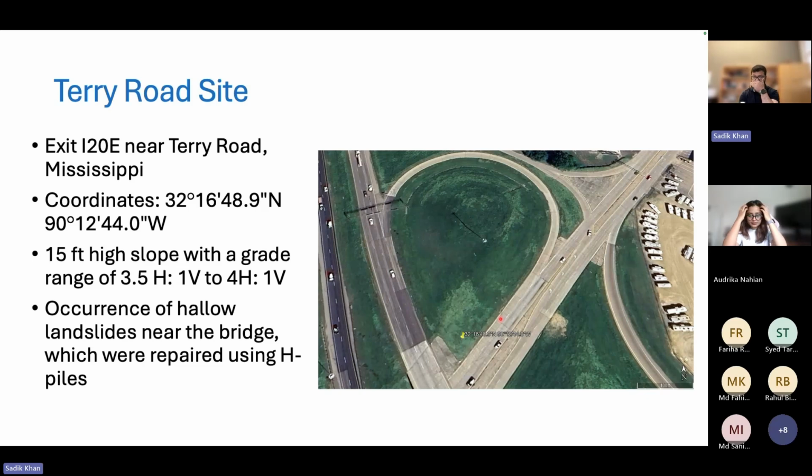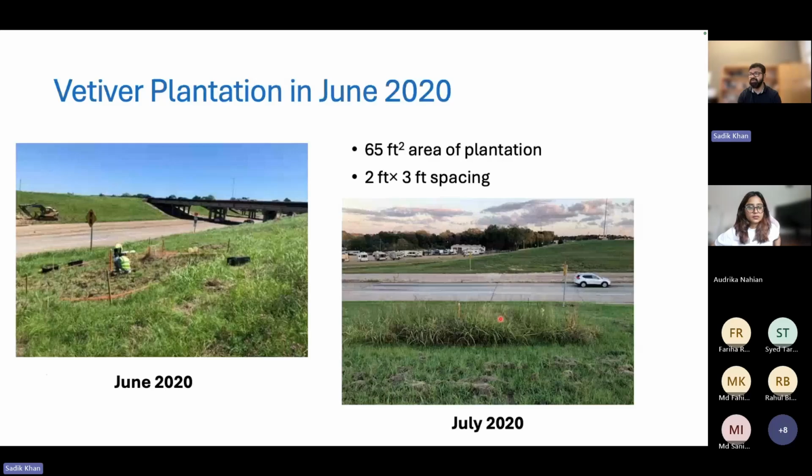Terry Road is like a 3.524 to 1 slope. In this one, we planted vetiver here, and then we planted the vetiver in this section. It's a small section when we started the project in June 2020. And how does it look in July 2020? You can see it's proof of the vetiver growth in the expansive soil. This is the first time we tried vetiver on any expansive soil, and we got very excited that the vetiver works really well in it.